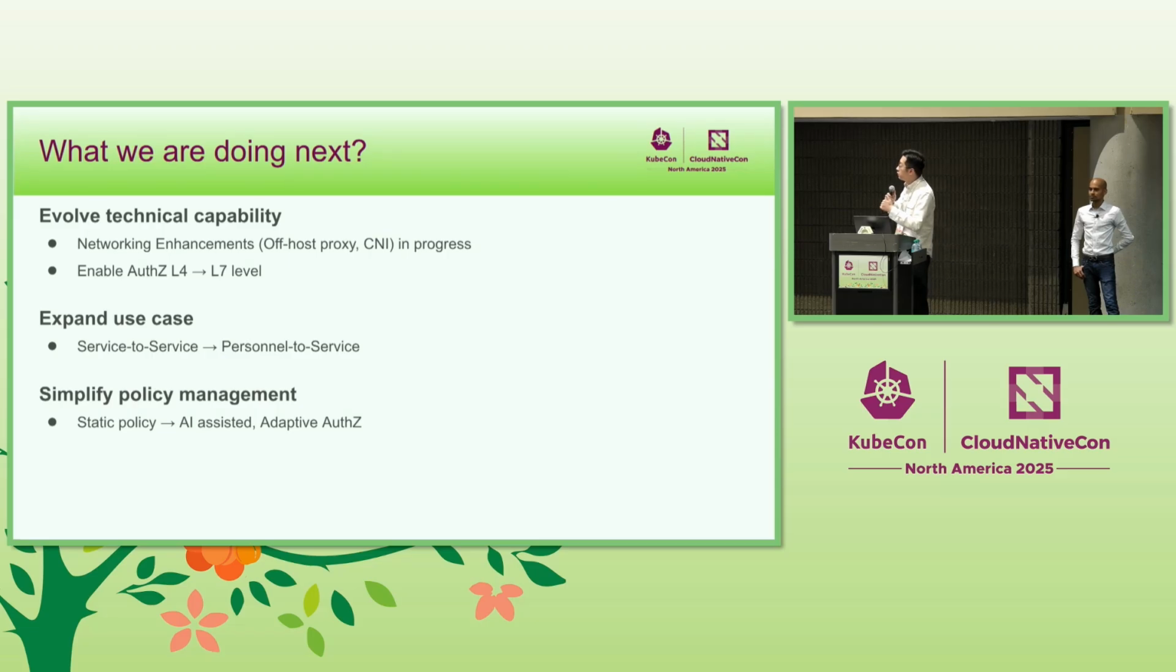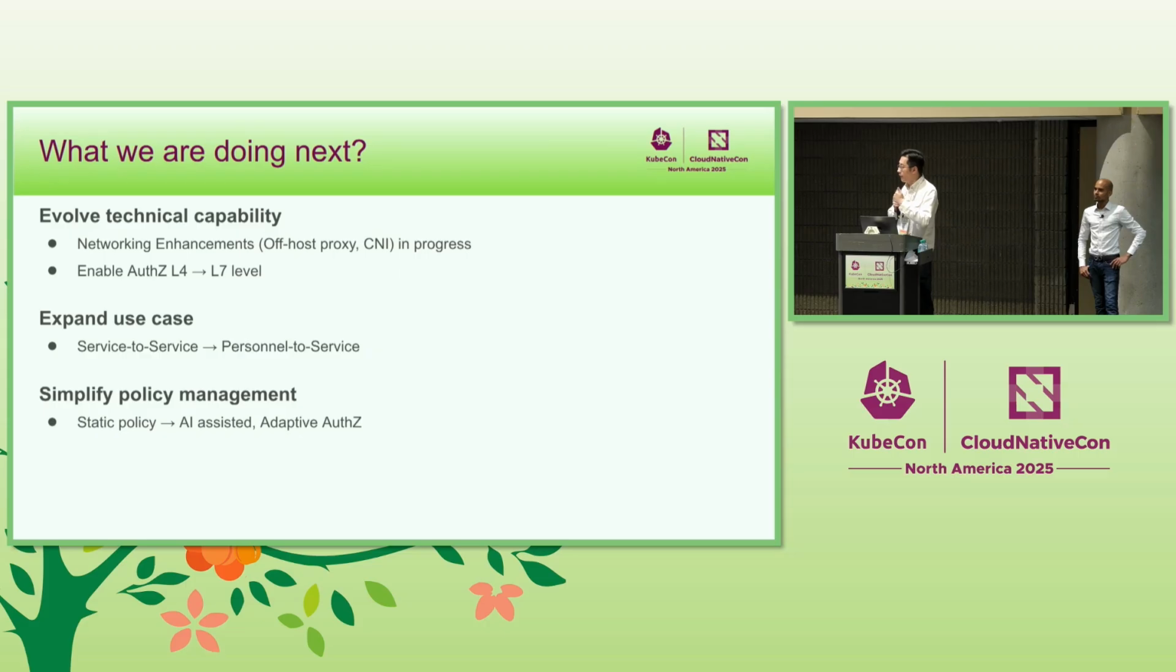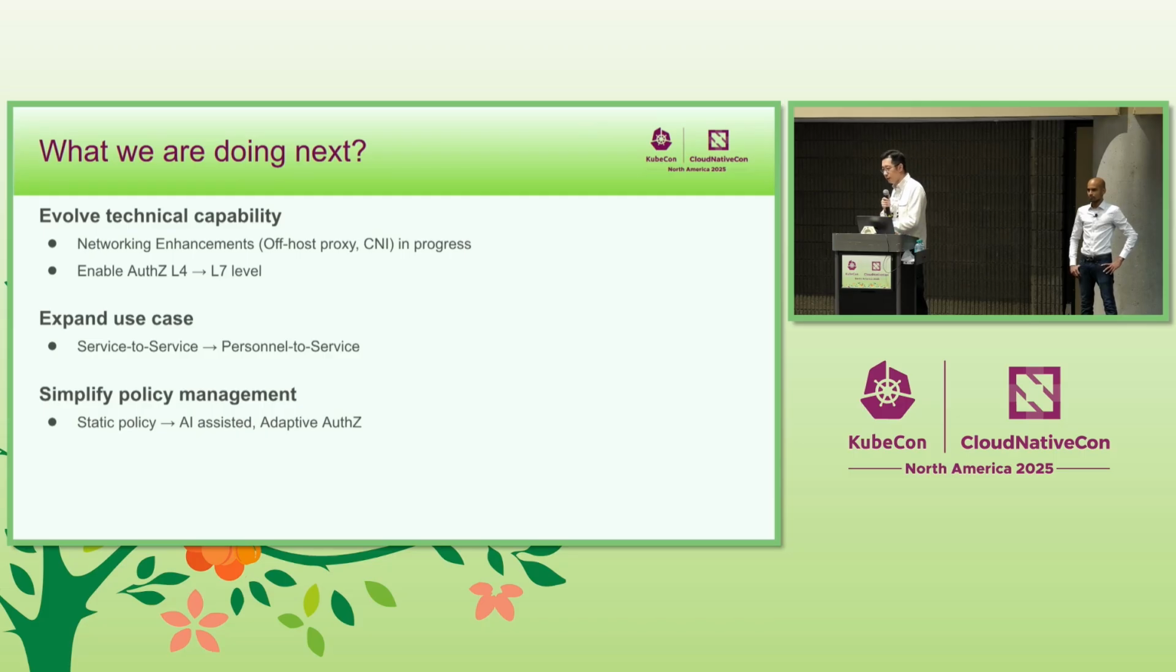Last, we are also looking into some new improvements of our systems. Particularly, we want to evolve the technical capability. Our networking team is looking into making the Envoy proxy host-based, and also looking into the CNI to provide container network namespace. And our security group is evolving the authorization to provide L7 capability. We are also expanding the use case to cover not only service-to-service communication, but also personnel-to-service communication, so that we have a single solution for both major use cases.